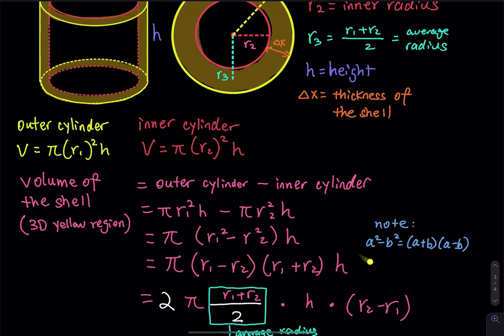So do you still remember this? a squared minus b squared is equal to a plus b times a minus b. And then we put this factor right here, r1 minus r2 times r1 plus r2. So if you FOIL them, open them up, multiply them, you will get r1 squared minus r2 squared.